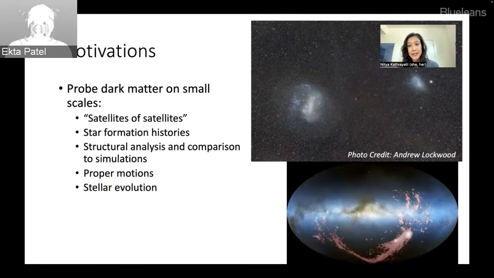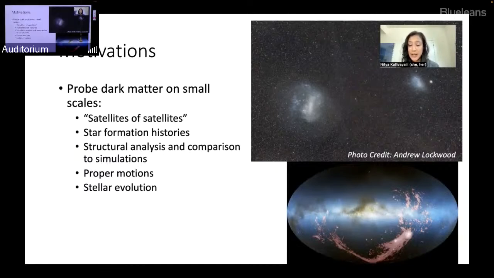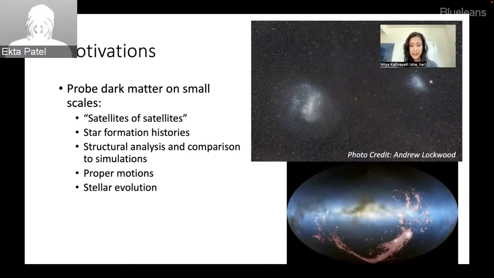I'll also talk about some results from measuring star formation histories. I'll talk about the structures of these dwarf galaxies as measured from very deep Hubble data as promising probes for the nature of dark matter. I'll talk about our efforts with proper motions, and then I will talk about our efforts on the stellar evolution side as well, specifically with JWST comparisons.